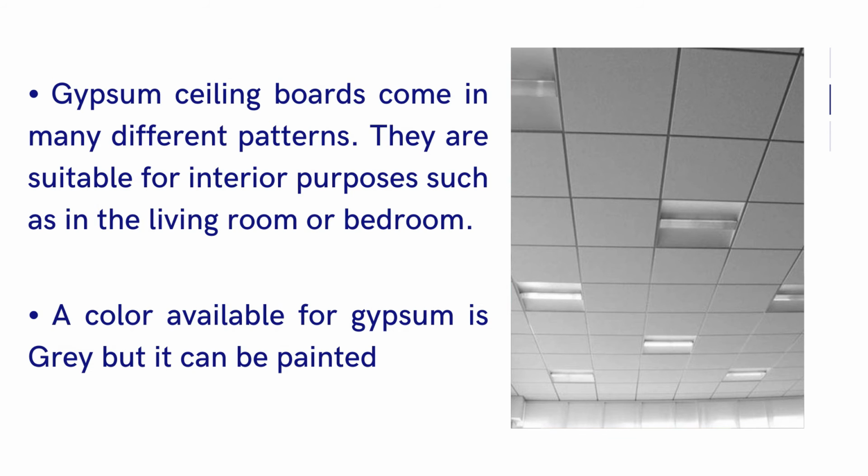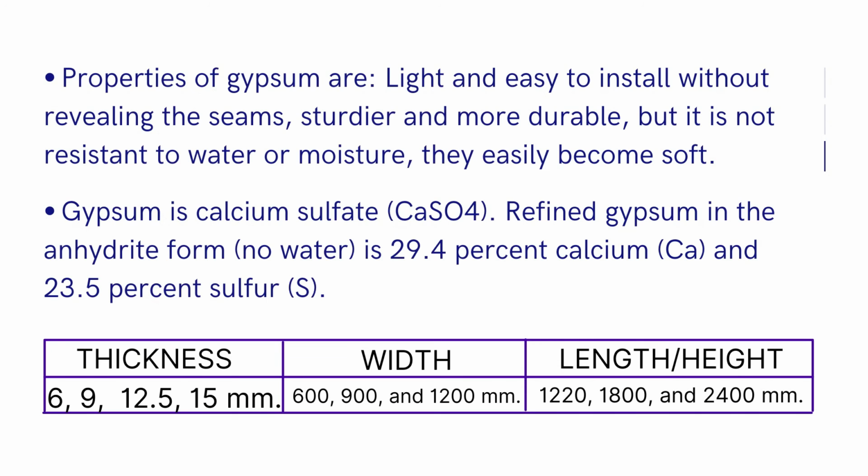Gypsum. Gypsum ceiling boards come in many different patterns. They are suitable for interior purposes such as the living room or the bedroom. A color available for gypsum is gray, but it can be painted. Properties of gypsum are light and easy to install without revealing the seams, sturdier and more durable, but it is not resistant to water or moisture. They easily become soft. Gypsum is calcium sulfate.